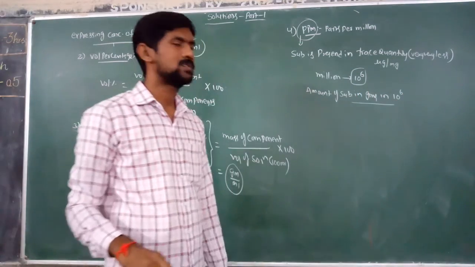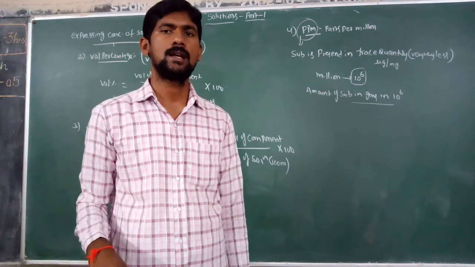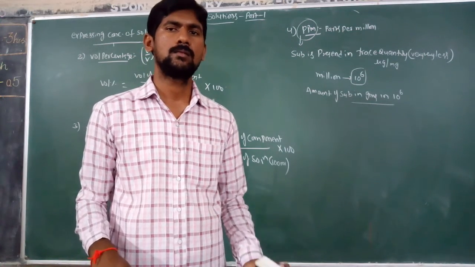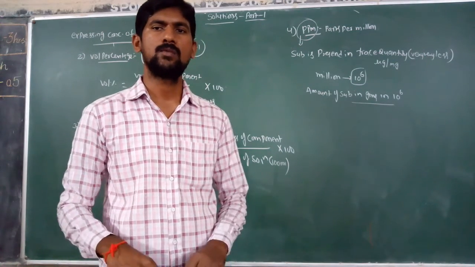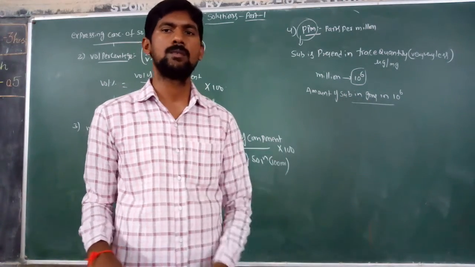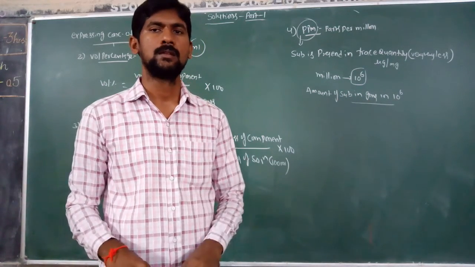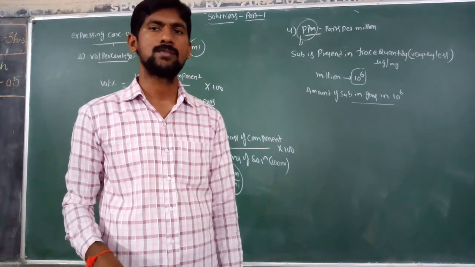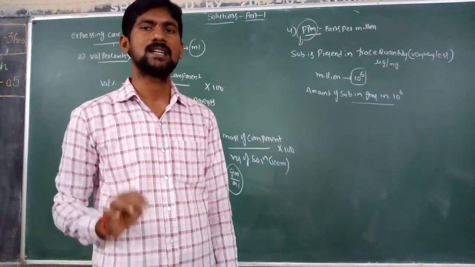The amount of substance in grams, or it is also expressed in terms of volumes also. It is in terms of masses or in terms of volume also, ppm we can express it. So the amount of substance in grams or ml in 10 power 6 of given sample.